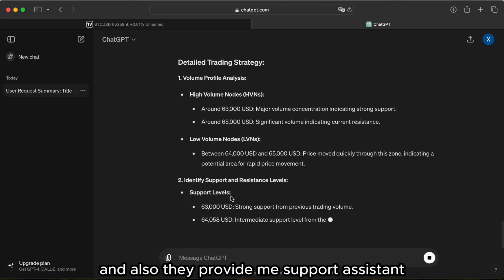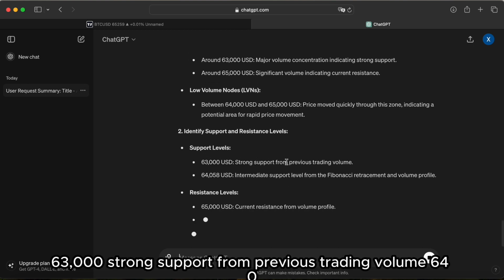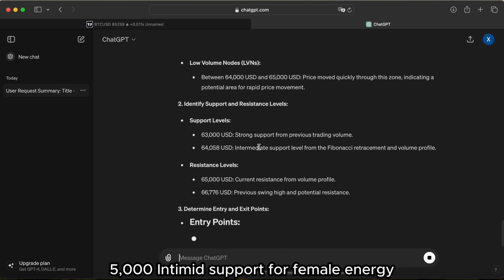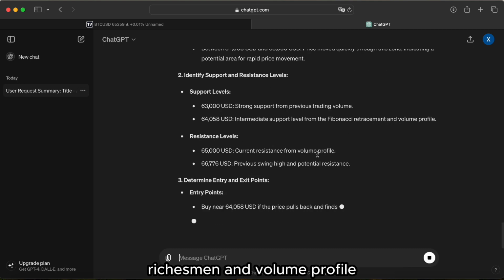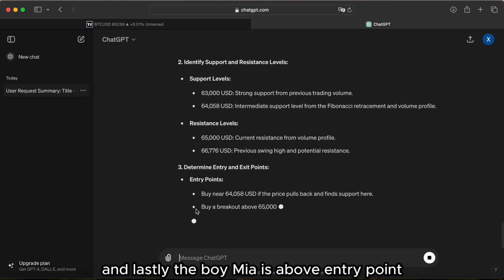And also they provide me support and resistance. 63,000 strong support from previous trading volume. 64.05 thousand intermediate support from Fibonacci retracement and volume profile. And lastly, they provide me an example of entry point.